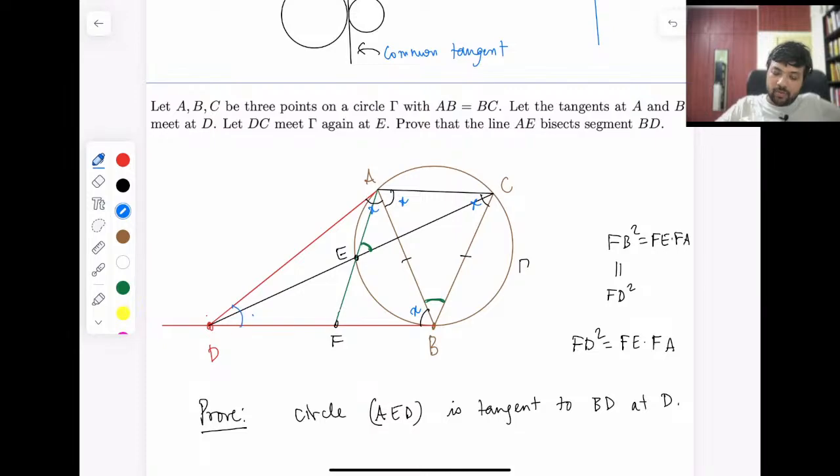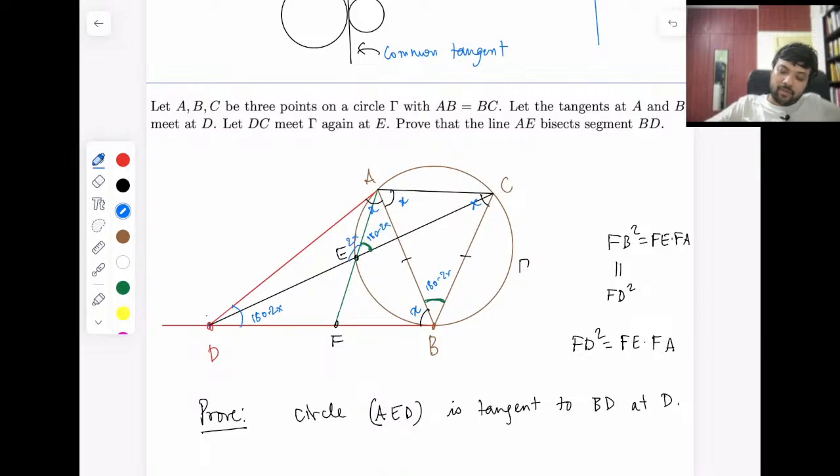So this entire thing we know, right? 180 minus 2x. But how do we tell what this is? We're done, I think, right? So this is also 180 minus 2x. So this is 180 minus 2x, so what remains is 2x.